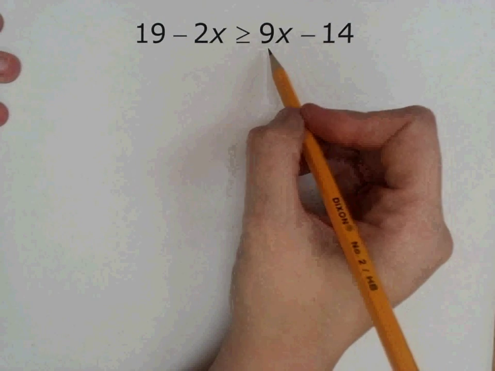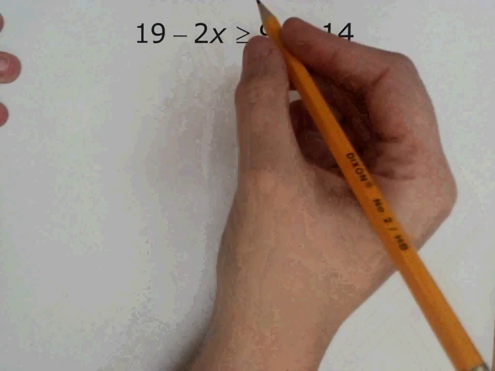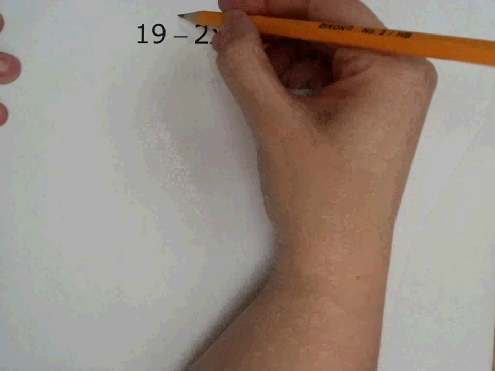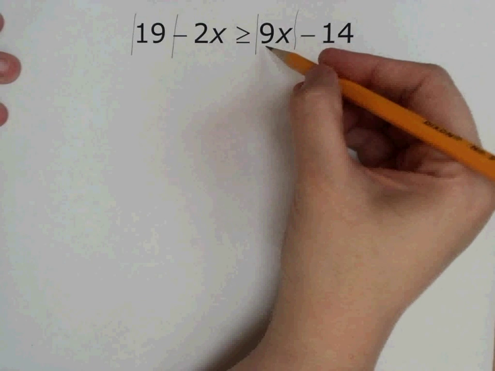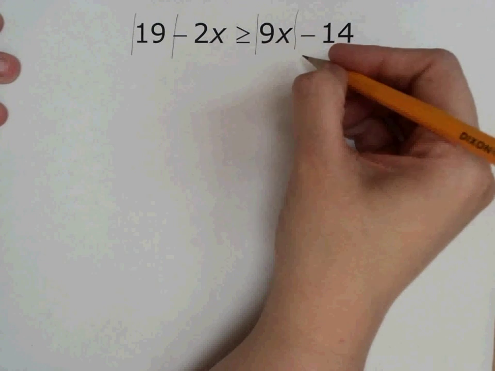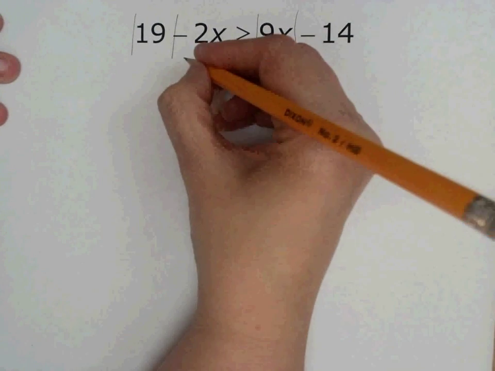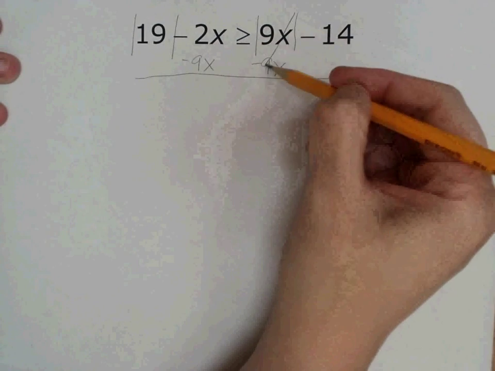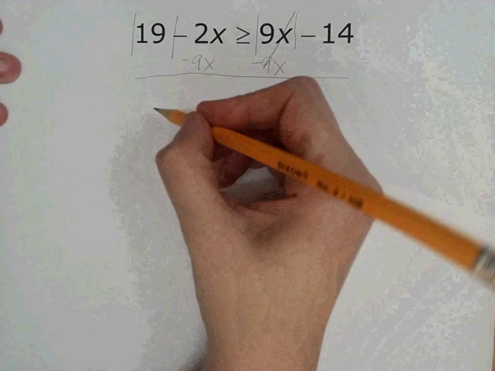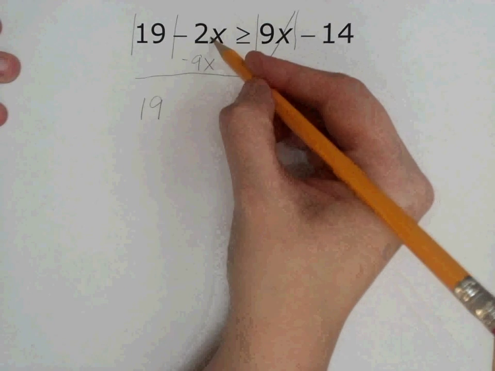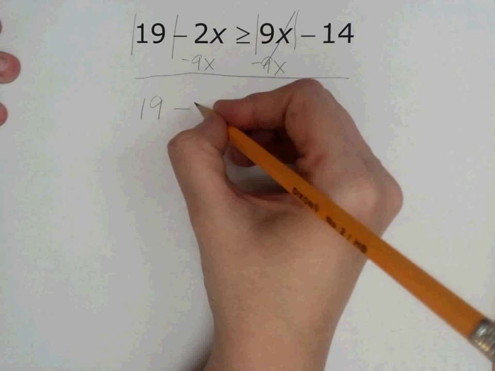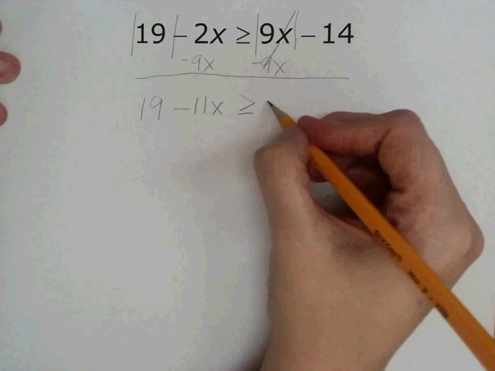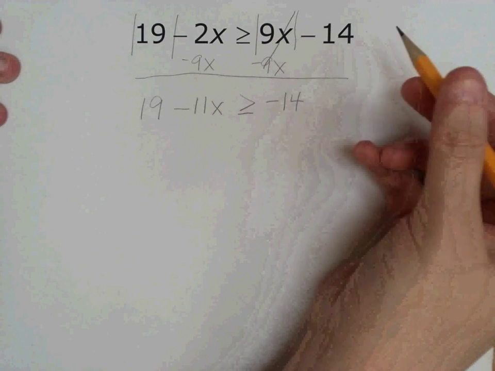So for my purposes, I'm going to start by getting all of my x's on the left side of the equal sign. So I've got a positive 9x. If I separate out my terms and look, I have a positive 9x here on the right side of my inequality. I want to subtract 9x from both sides to move that 9x off of this side of the equal sign. What I'm left with is 19 minus 2x minus 9x, which is negative 11x. My inequality sign comes straight down, and then the negative 14, which was left behind on this side, also comes down.